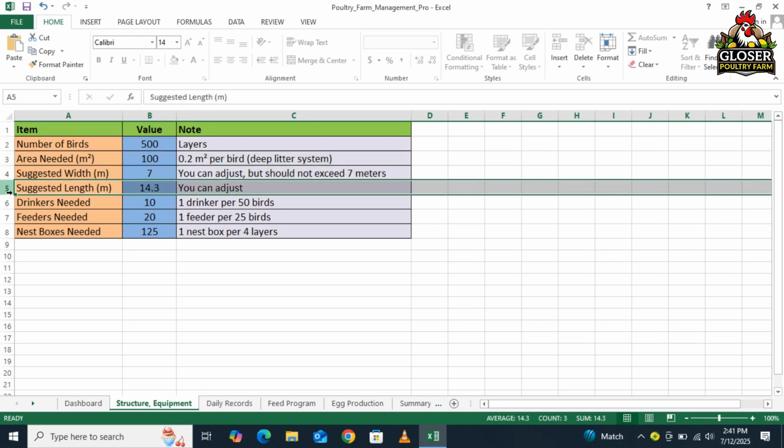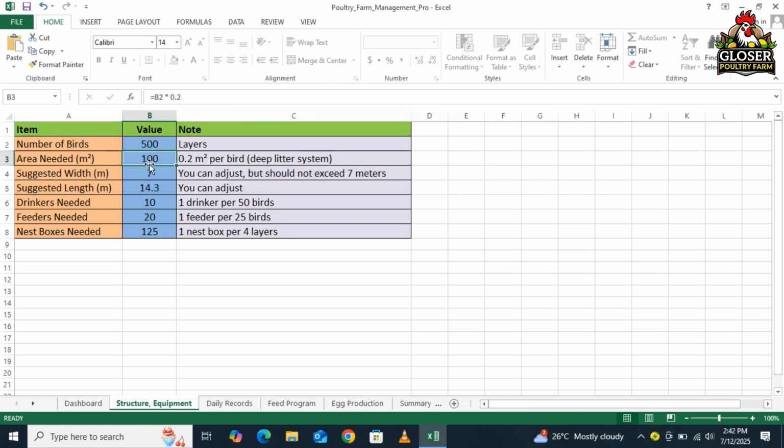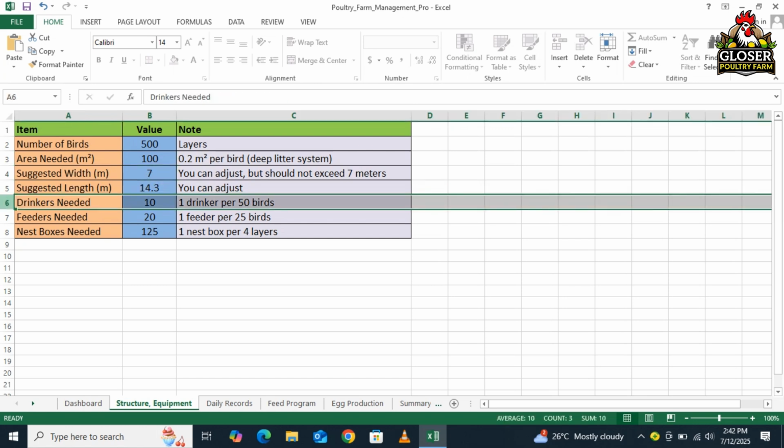Of course, you can adjust the shape slightly to fit your land, but the width should never go beyond 7 meters. That's because proper air circulation is crucial. If the house is too wide, fresh air won't move evenly through the building and your chickens can get sick. So whatever the shape, just make sure the total area is 100 square meters and keep that width at 7 meters or less.